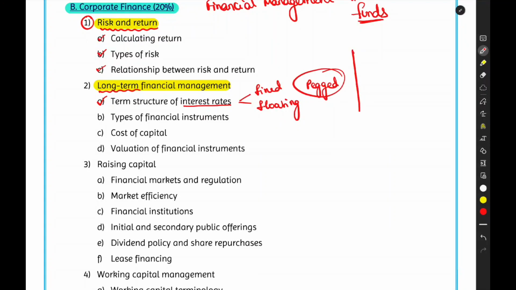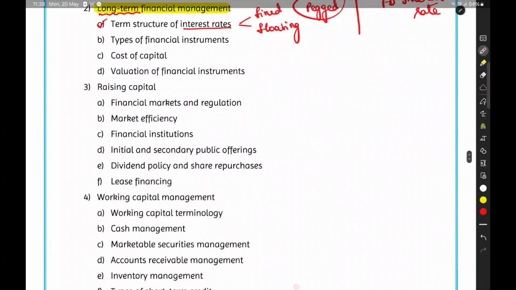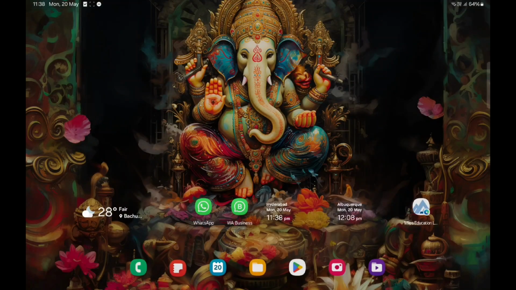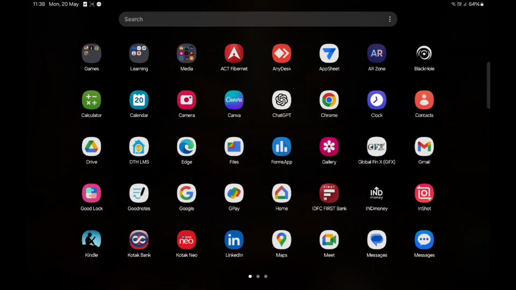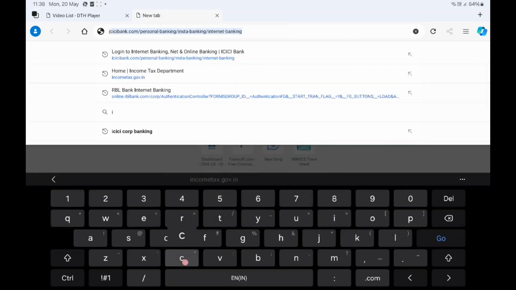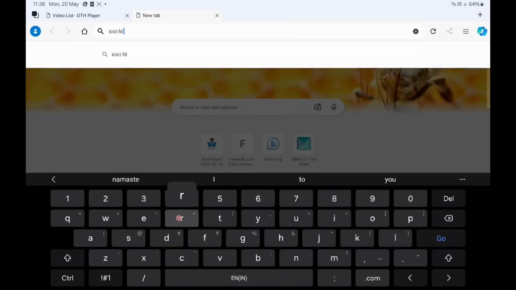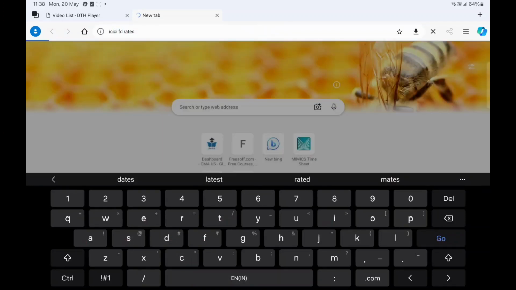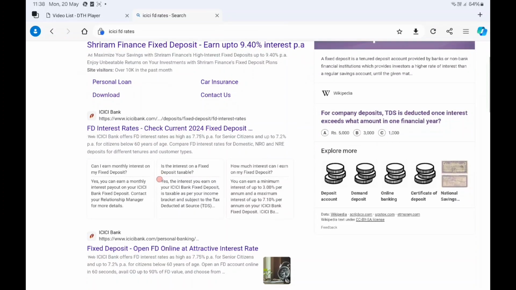So if I have to keep it very simple, if you go to any bank website and search for FD interest rate, let's quickly go through that once. I'll bring up Edge and let's say ICICI FD rates. You can search any bank, it doesn't matter.